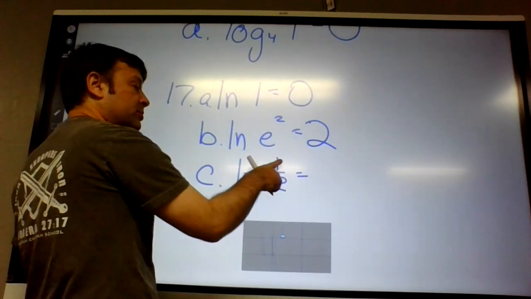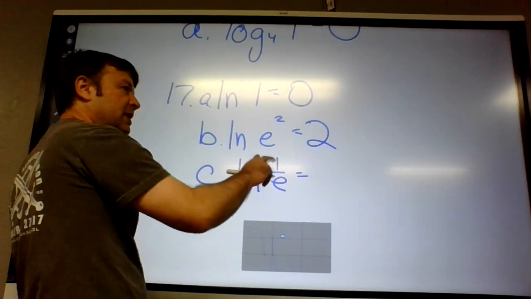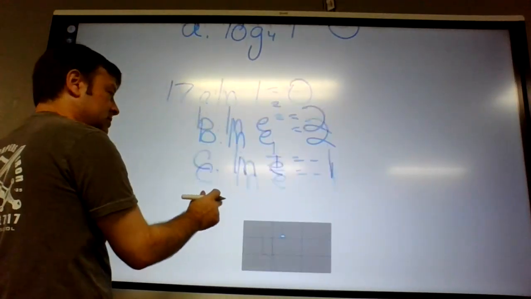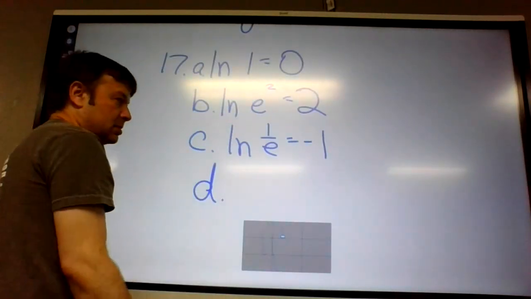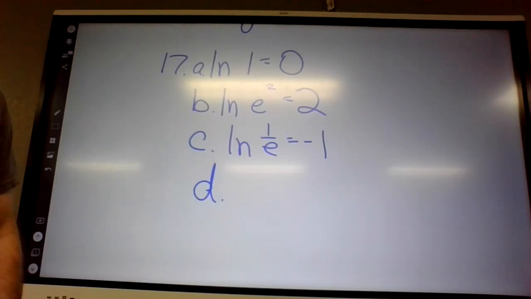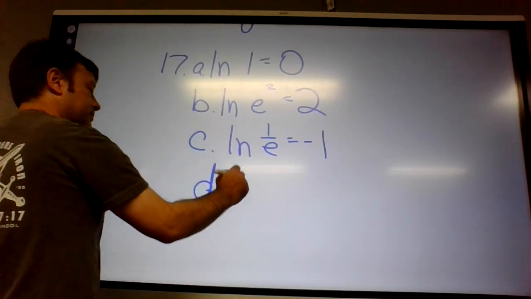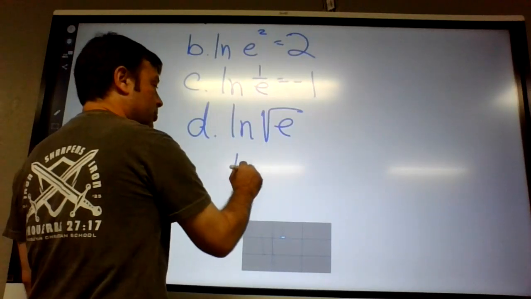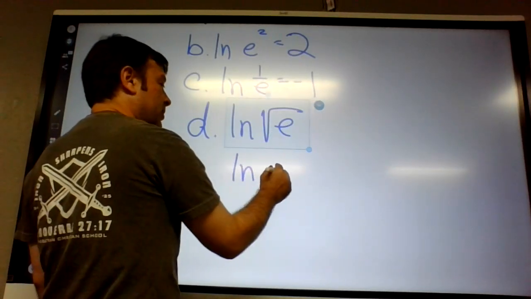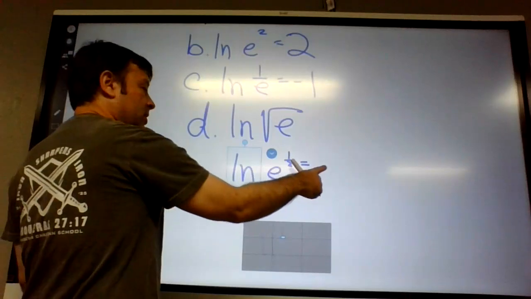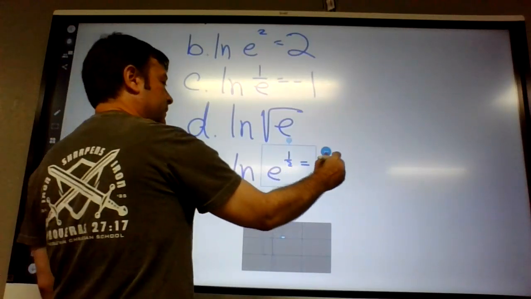E to the what equals 1 over E? How do we make it flip upside down? Negative exponent. Yes, it's negative 1. Okay. Square root of E is E to the what power? 1/2. So E to the what equals E to the 1/2?